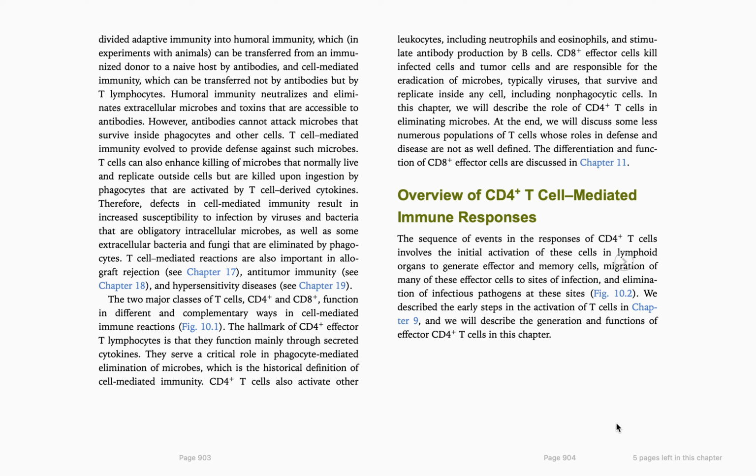Therefore, defects in cell-mediated immunity result in increased susceptibility to infection by viruses and bacteria that are obligatory intracellular microbes, as well as some extracellular bacteria and fungi that are eliminated by phagocytes. T cell-mediated reactions are also important in allograft rejection, which we see in chapter 17, tumor immunity, chapter 18, and hypersensitivity disease, chapter 19.